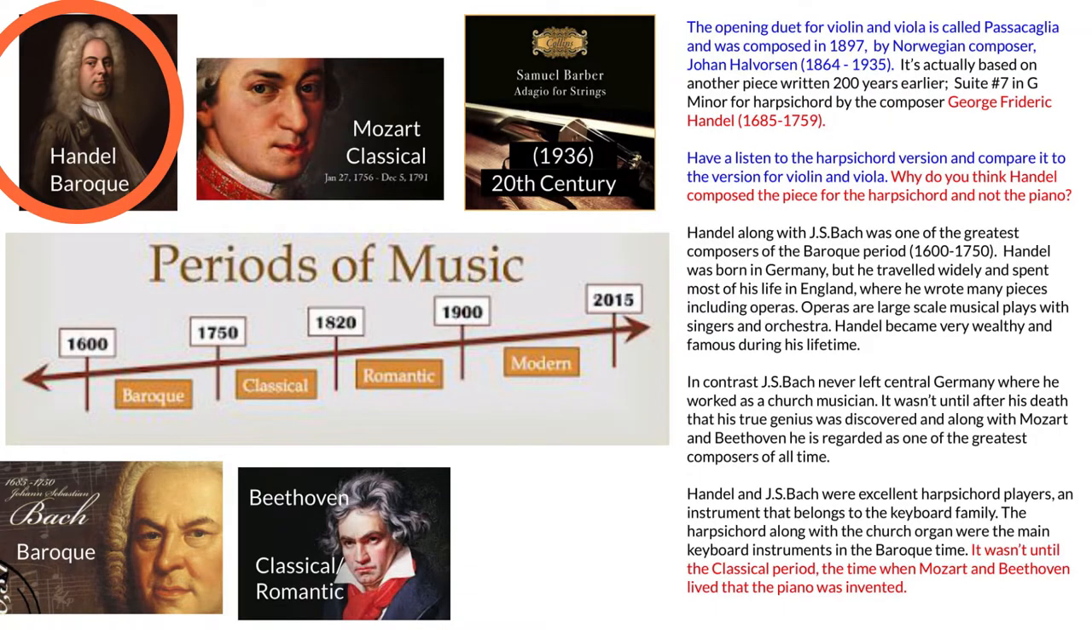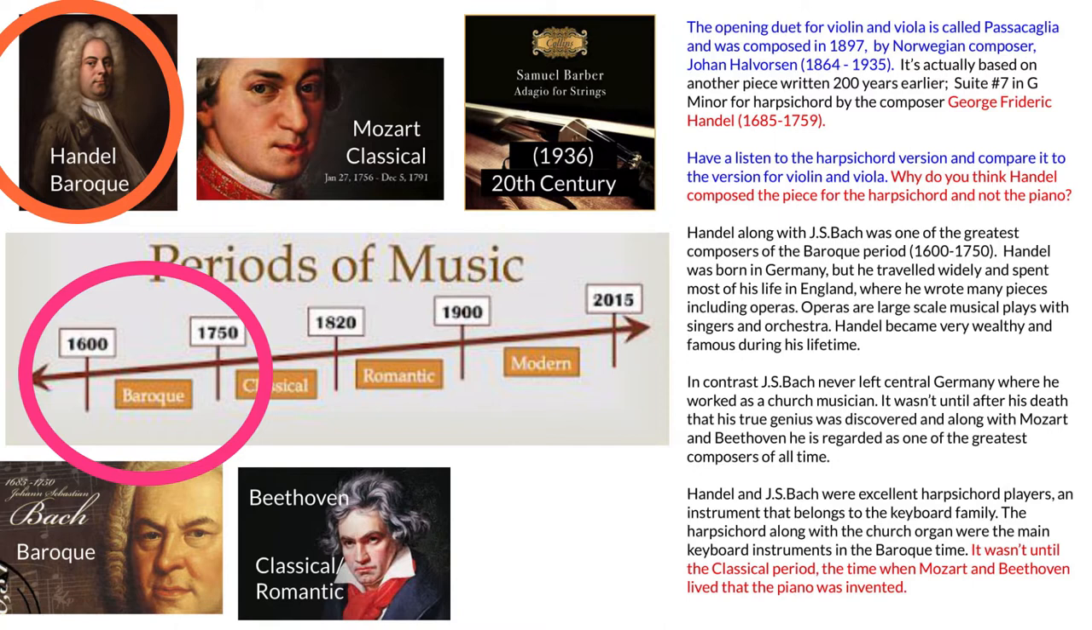Handel, along with J.S. Bach, was one of the greatest composers of the Baroque period. Handel was born in Germany, but he traveled widely and spent most of his life in England, where he wrote many pieces including operas. Operas are large-scale musical plays with singers and orchestra. Handel became very wealthy and famous during his lifetime.